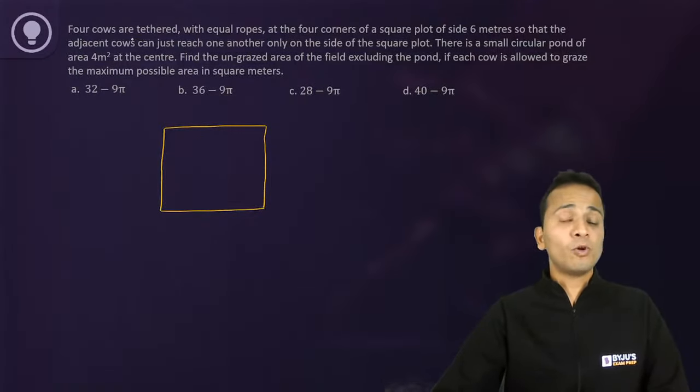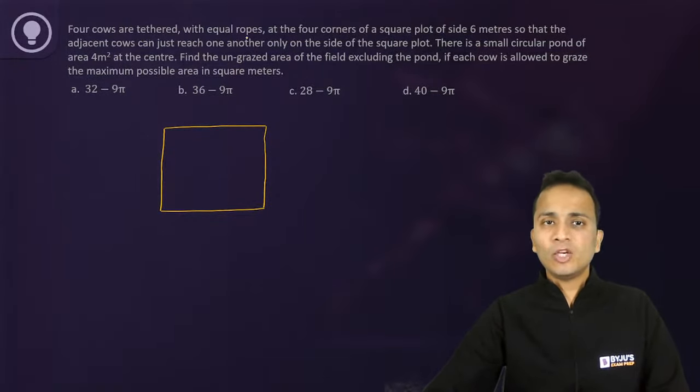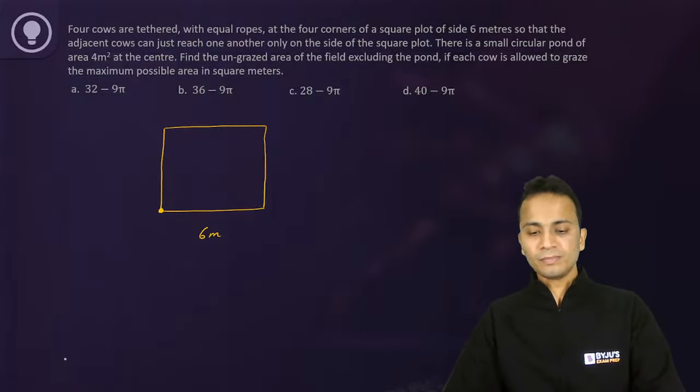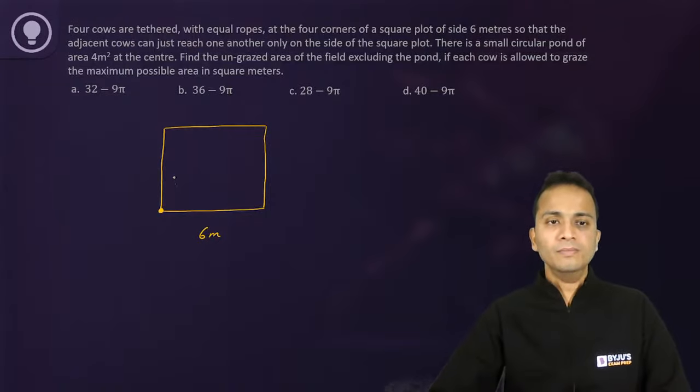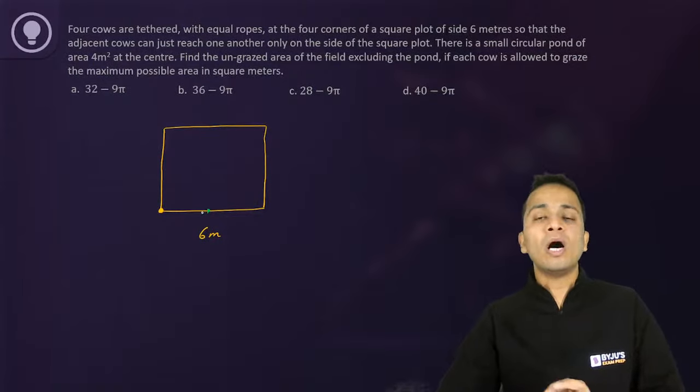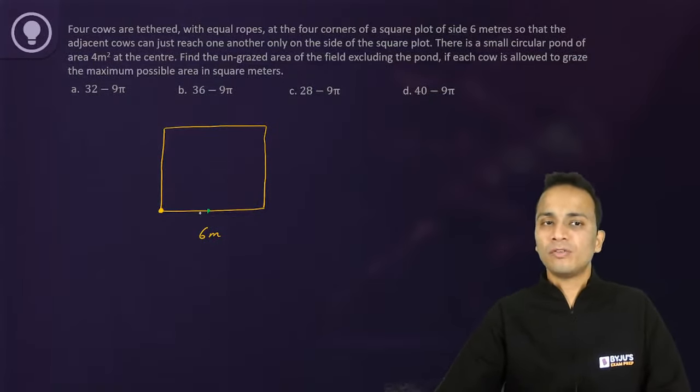Four cows are tethered with equal ropes at 4 corners of a plot whose side is 6 meters. So the side of the plot is 6 meters. Can you tell me the length of the rope with which each cow is tethered? Length of the rope. Come on. Now since 2 cows at the corners can just reach one another, that means the length of the rope should be equal to half of the length of the side.